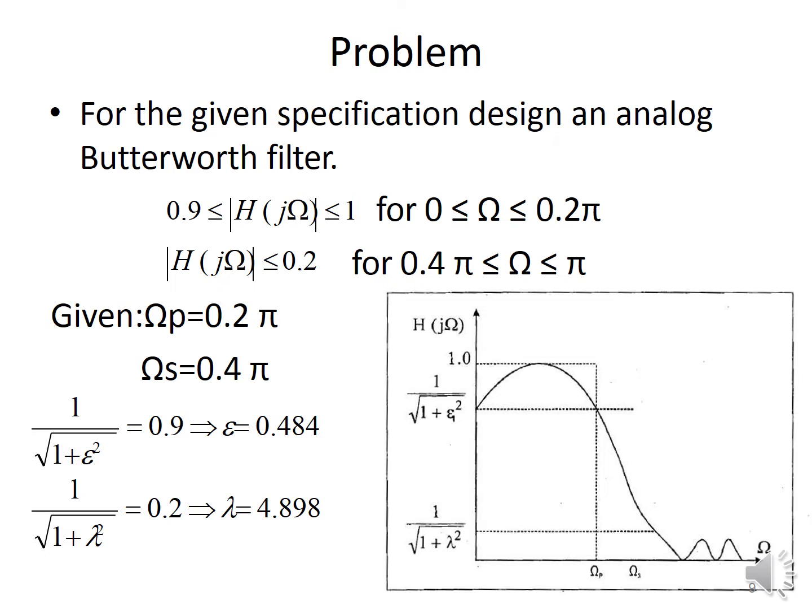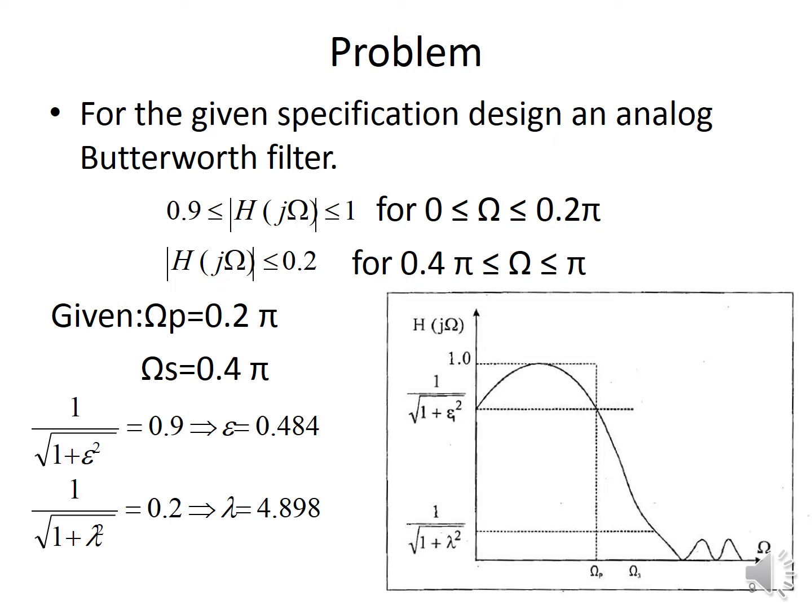So this is one simple problem. For the given specification, design an analog Butterworth filter. The specification is 0.9 less than or equal to mod H of j omega less than or equal to 1, for 0 less than or equal to omega less than or equal to 0.2 pi, and mod H of j omega less than or equal to 0.2 for 0.4 pi less than or equal to omega less than or equal to pi. For the given specification, omega p is equal to 0.2 pi, omega s is equal to 0.4 pi, and epsilon will be calculated with the value of 0.9.